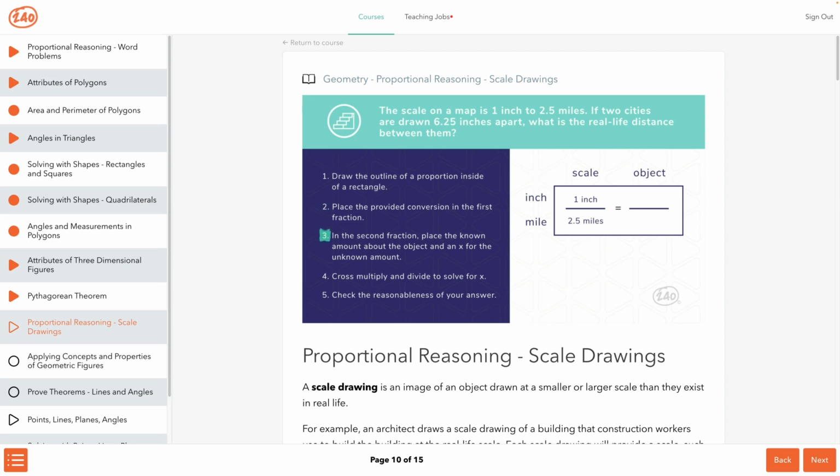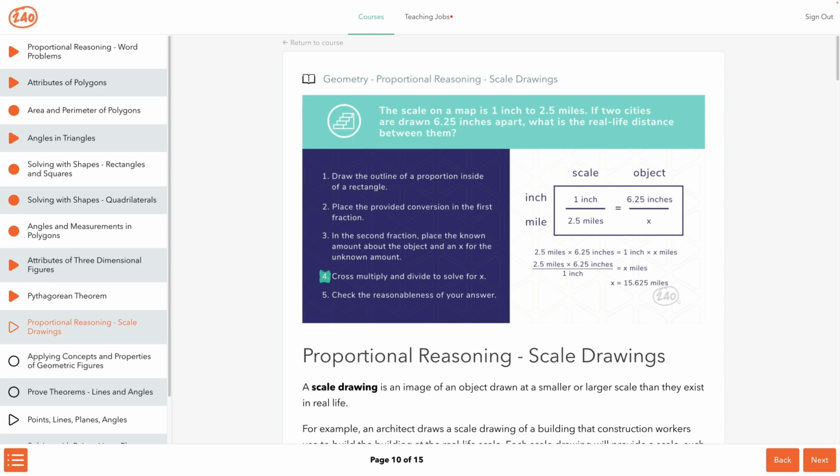In the second fraction, write the known and unknowns. In this case, we know that the cities are drawn 6.25 inches apart. We'll place an X for the unknown actual distance in miles. Cross-multiply and divide to solve for X.